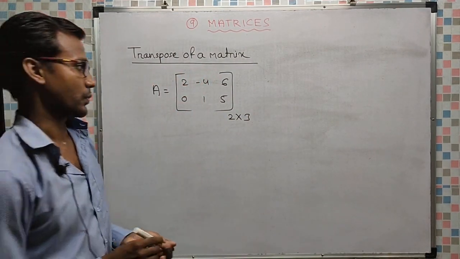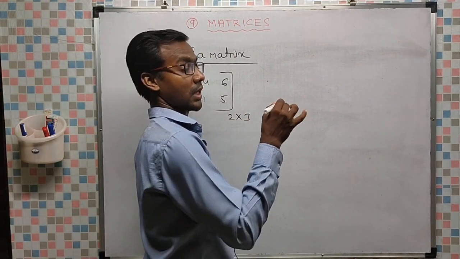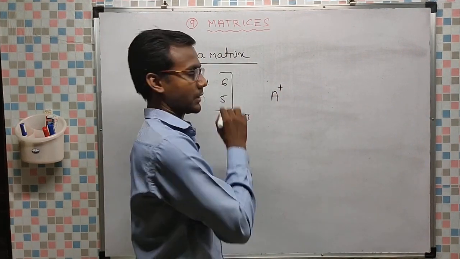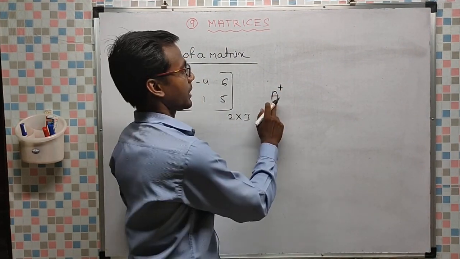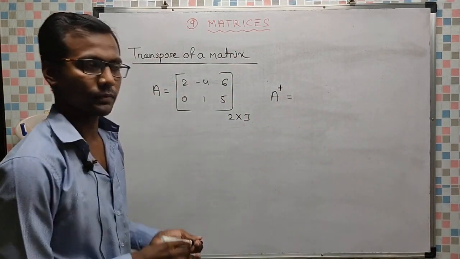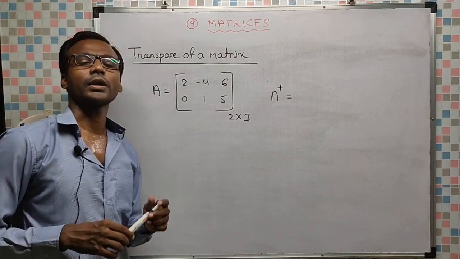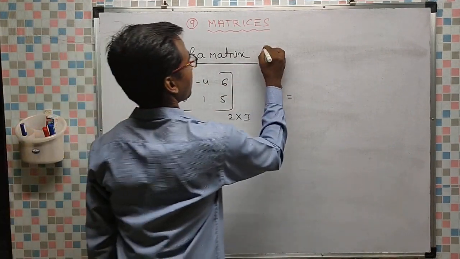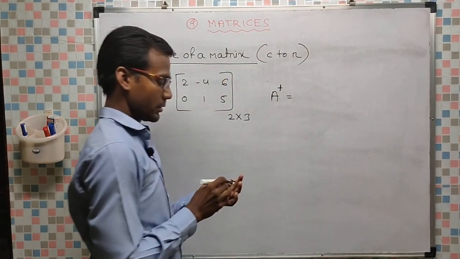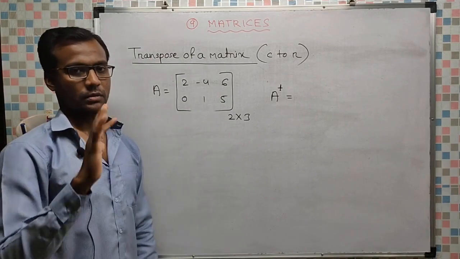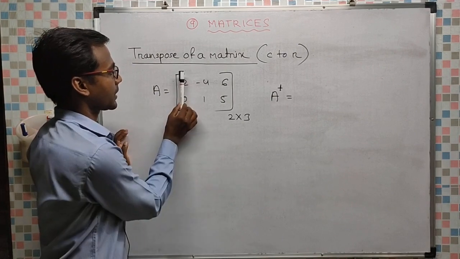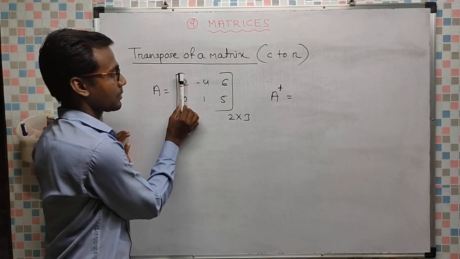Now what is A transpose? A transpose is represented as A with a superscript small t, which is equal to, here what we have to do is change the rows and columns. Remember, C to R: columns you have to make the rows. This is the first column, 2 0. Make this first column the first row.